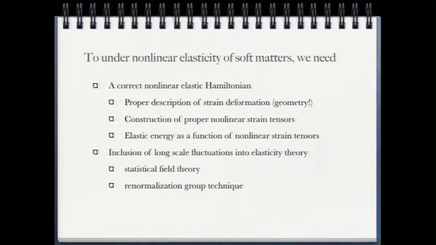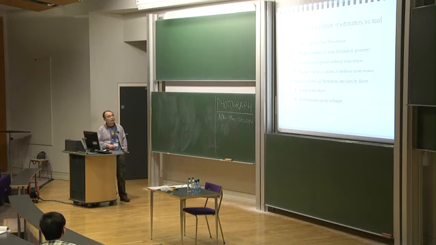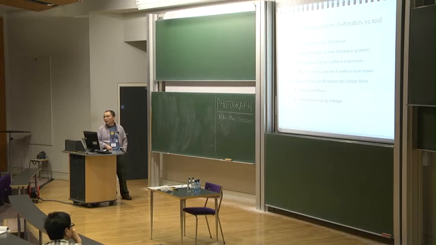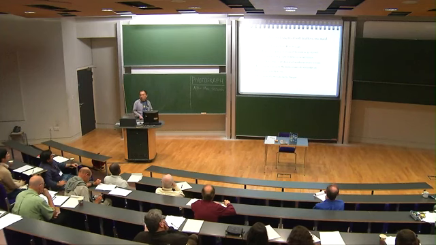Then we need to construct the proper nonlinear strain tensors. And then we have to construct an elastic free energy as a function of a nonlinear strain. So this is more or less easy. And the second major step is to include long wavelength fluctuations into the elasticity theory. So basically, we have to do a statistical field theory. We have to put statistical mechanics and elasticity together. Sometimes, for some systems, we have to do renormalization group transformation.